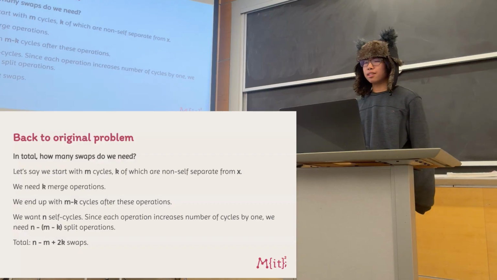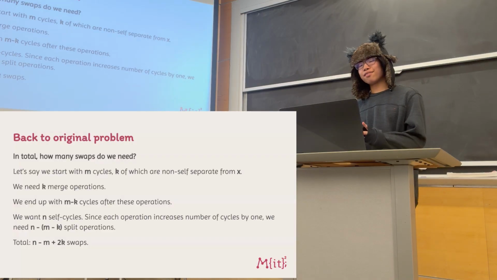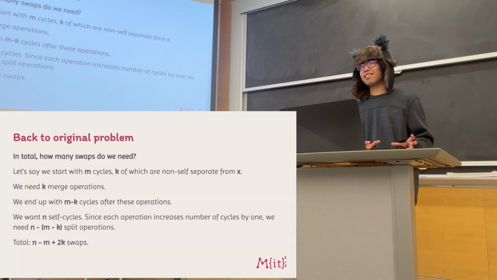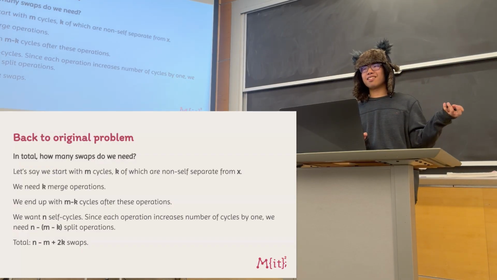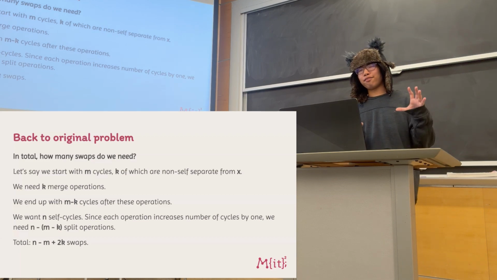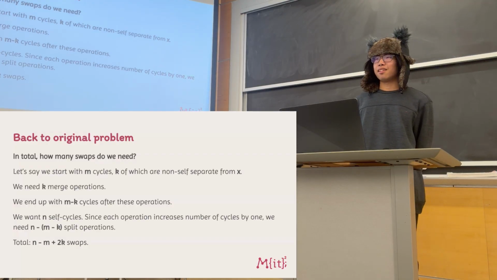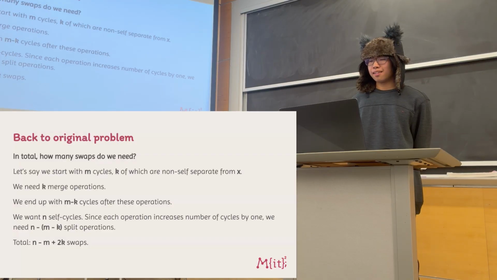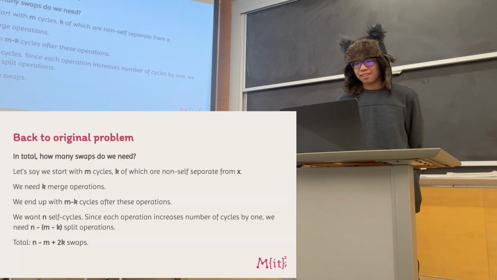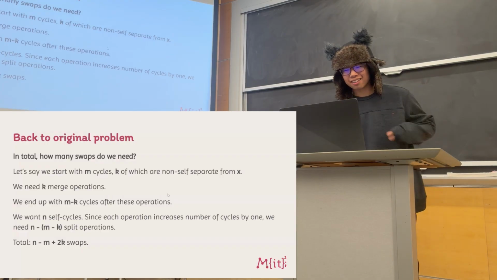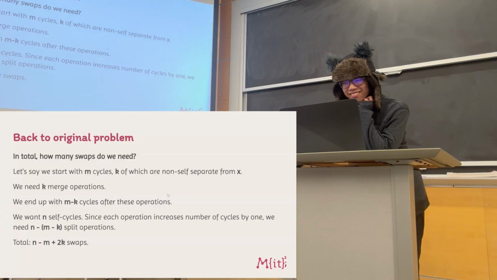Non-self cycles that are separate from the border element. So they don't contain the border element in the cycle. Because if it's a self cycle, you don't need to merge it with the border element because it's already a self cycle. And if the cycle contains the border element, you don't need to merge it either because it's already merged with the border element. Isn't there just one cycle that contains the border element? Oh yeah, but we do have to take into account this one cycle. So that's what this separate means. Sorry for the bad wording.